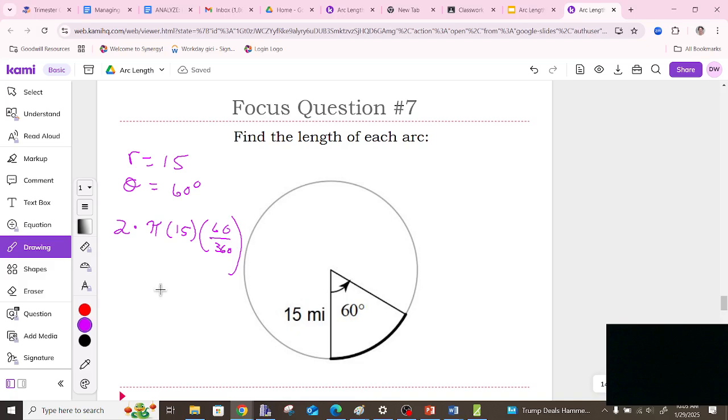Did anybody else get that? What was it? 15.7, and that would be miles. That'd be an awful big circle if it's in miles. I don't know why they use such big units because it doesn't really make sense.